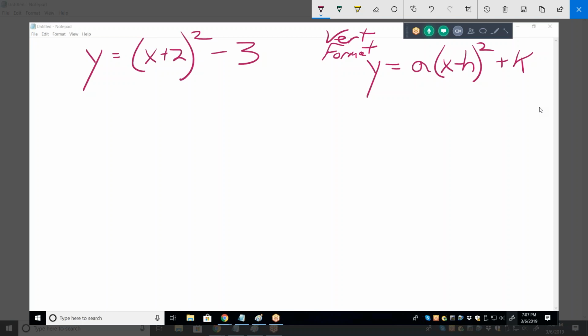So what's A? A would be 1. What's H? H would be the plus 2. Well, it says x minus h. So what does h have? Minus 2. In other words, if it's minus 2, then x minus a minus 2 would come out to be x plus 2, which is what we're looking at.